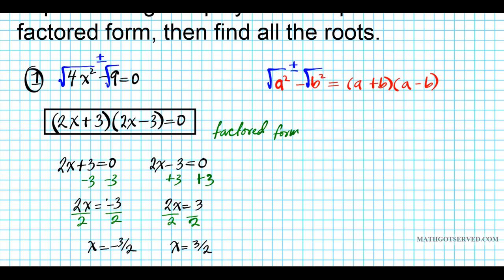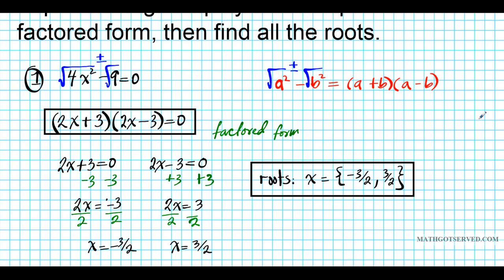Alright, so the roots or solutions to our polynomial equation are, let's put them in set notation, −3/2 and 3/2. Alright, let's box it and move on to problem number 2.